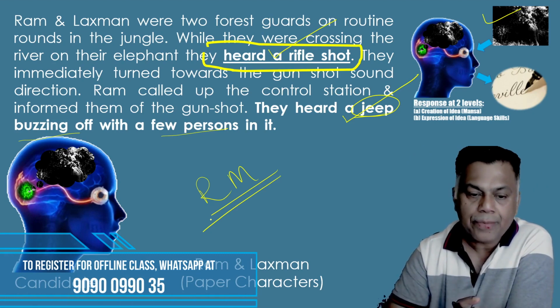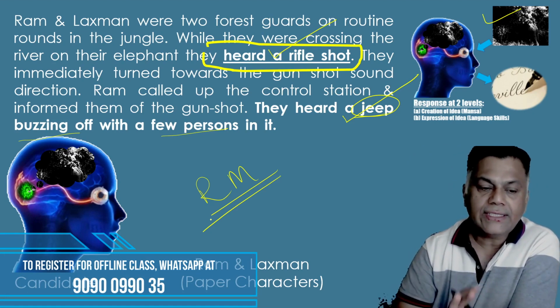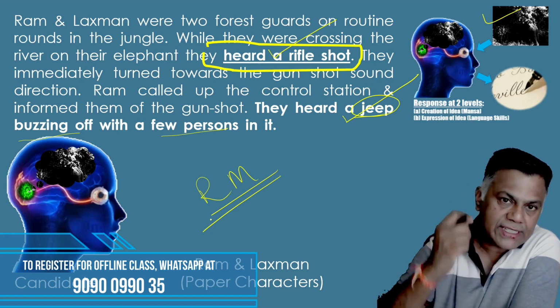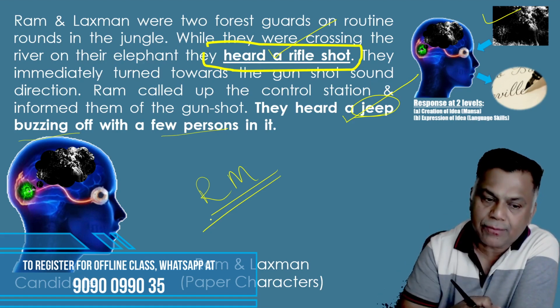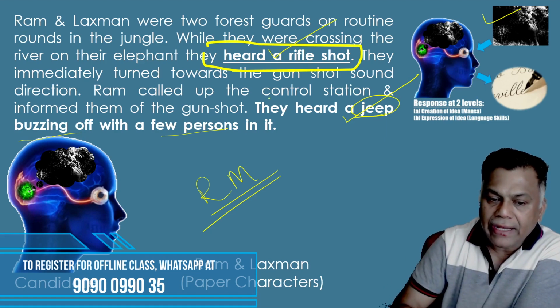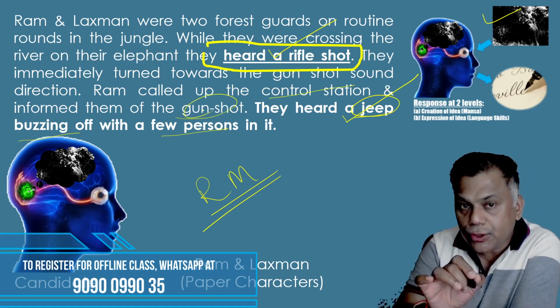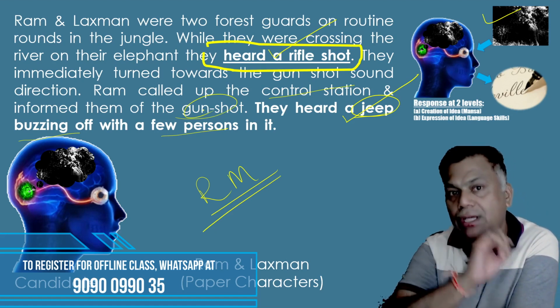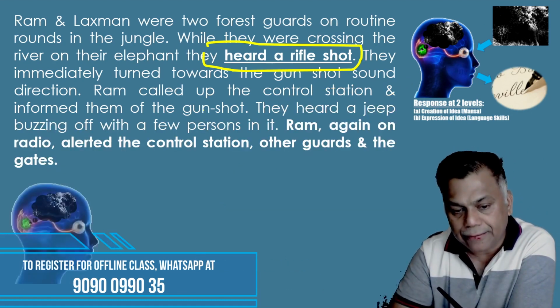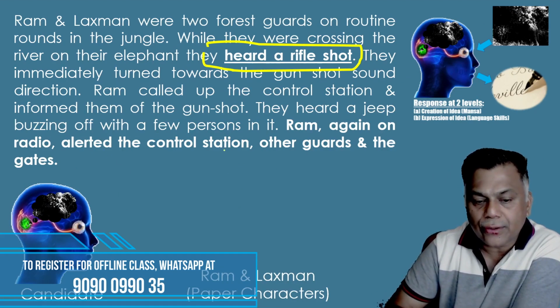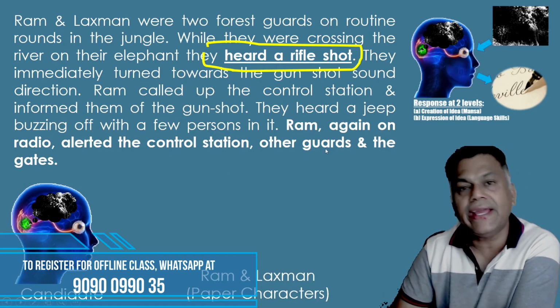So that's one. Now they heard a jeep buzzing off with a few persons in it. So they saw some people and a jeep went very fast, and definitely there is a resource mismatch. Now Ram had already told the control station earlier, but at that time only about the gunshot. Now the source that created the gunshot is also known. So look at the next line. Ram again on radio alerted the control station, other guards and the gates.